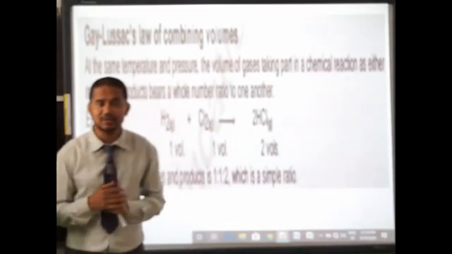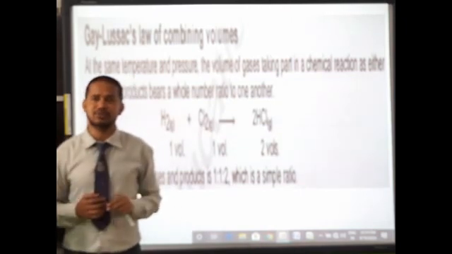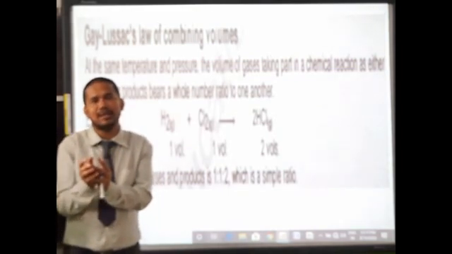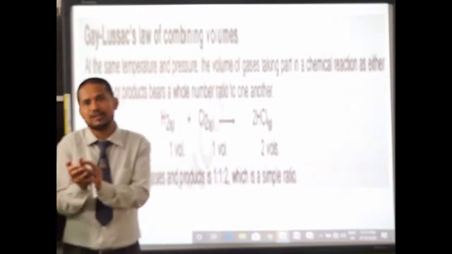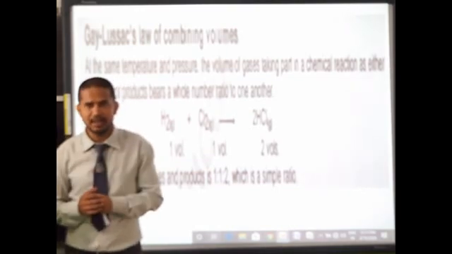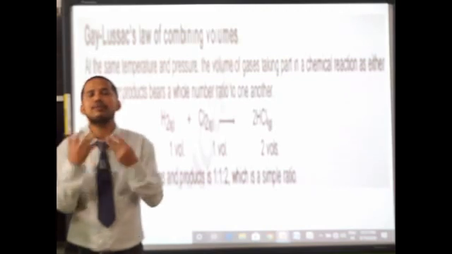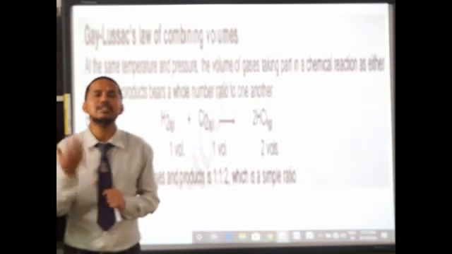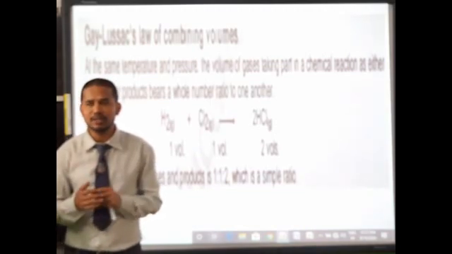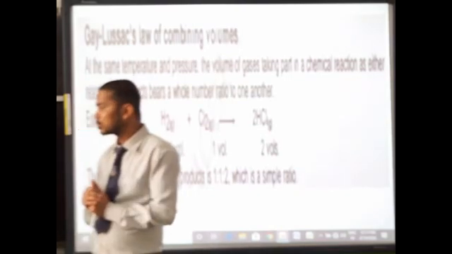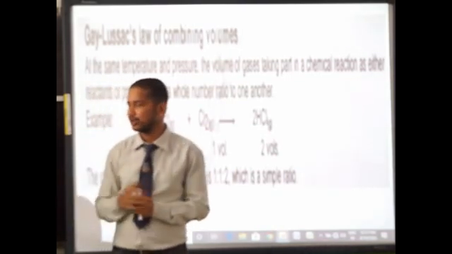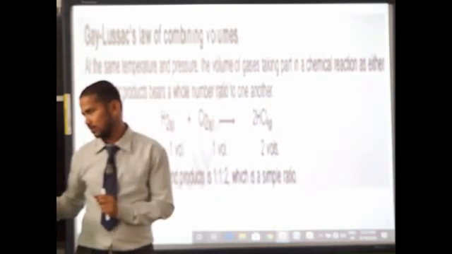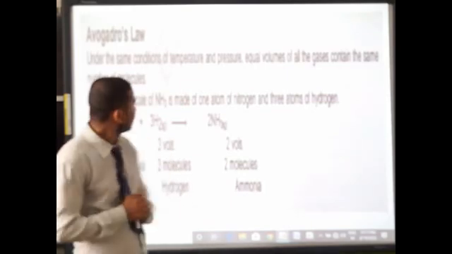We cannot write a fraction. So this is also called stoichiometry. Stoichiometry means the coefficient has to be a whole number. Those reactions which do not follow this whole number coefficient are termed non-stoichiometric. So the ratio of reacting gases and product is 1 is to 1 is to 2, which is a simple ratio. Then Avogadro's law. So what is Avogadro's law?